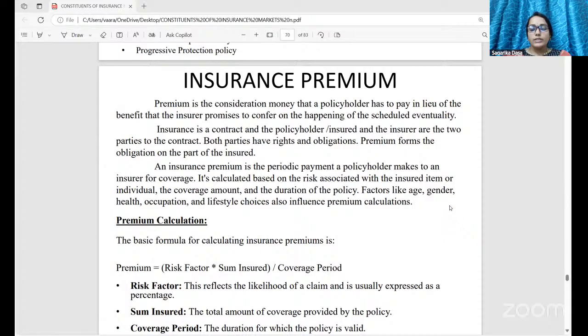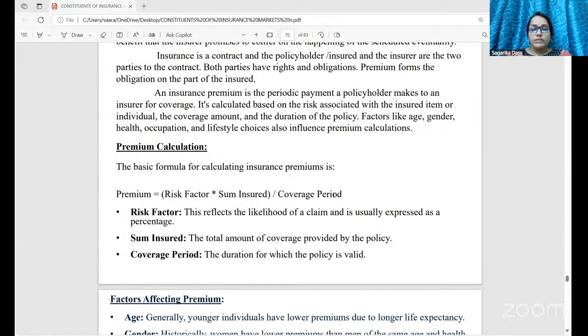Along with that, factors like age, gender, health, occupation, and lifestyle choices also influence the premium calculation. In order to calculate the premium, this is a basic formula which we will follow: premium is equal to risk factor into sum assured divided by coverage period. Risk factor reflects the likelihood of a claim and is usually expressed as a percentage. Sum insured is the total amount of coverage provided by the policy. And coverage period is the duration for which the policy is valid.